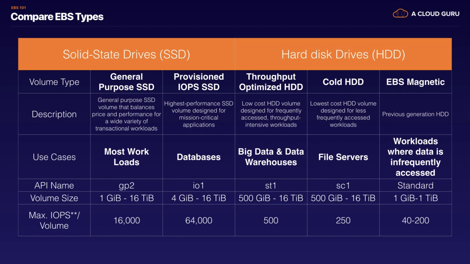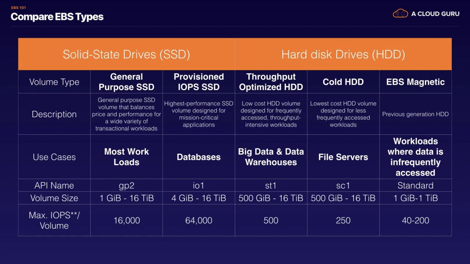Your cold hard disk drive, this is the lowest cost hard disk drive volume, and it's designed for less frequently accessed workloads. So this could be things like file servers, etc. And again, the IOPS on this is not great. It's 250. And we then have EBS magnetic.